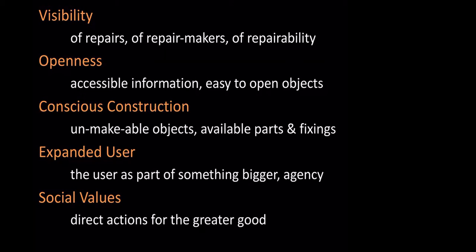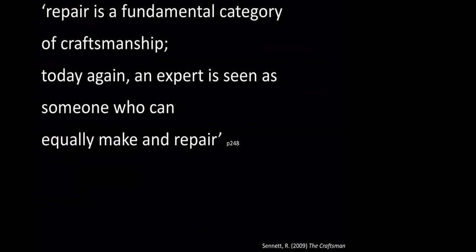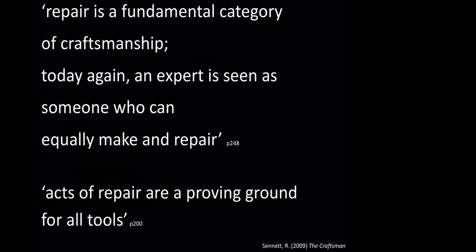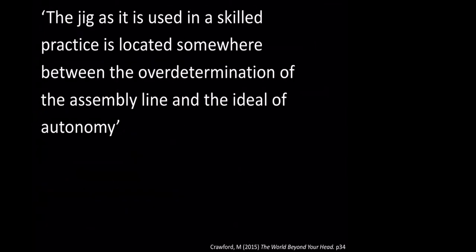So, to sum up, Richard Sennett again tells us that repair is a fundamental category of craftsmanship. Today, again, an expert is seen as someone who can equally make and repair. And he also tells us that acts of repair are a proving ground for all tools. And Matthew Crawford tells us that the jig as it is used in a skilled practice is located somewhere between the overdetermination of the assembly line and the ideal of autonomy.